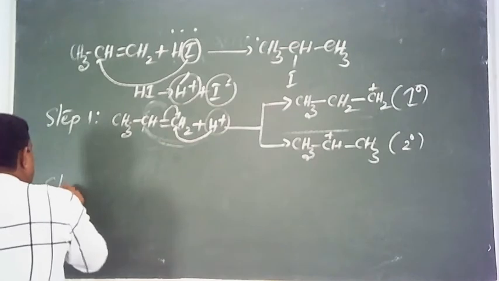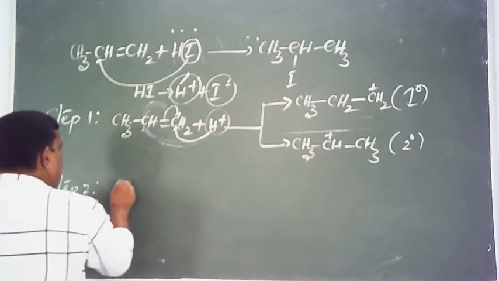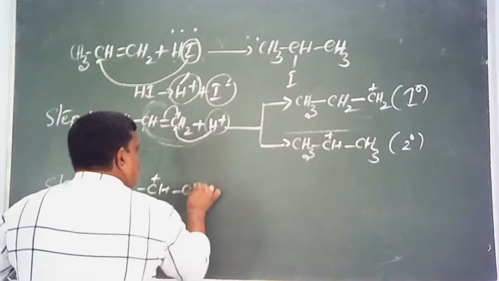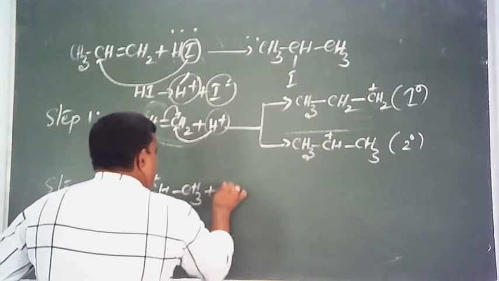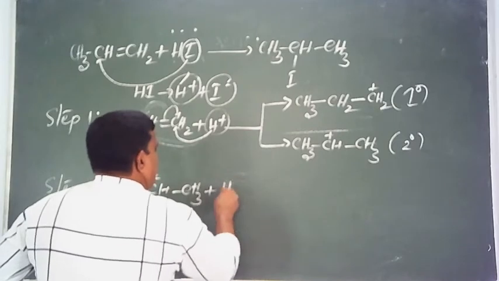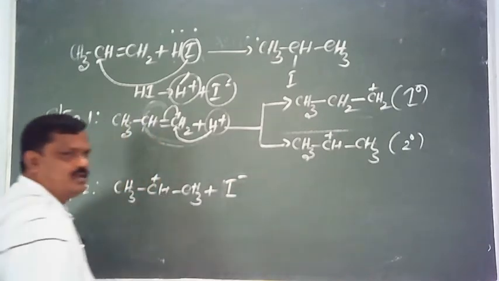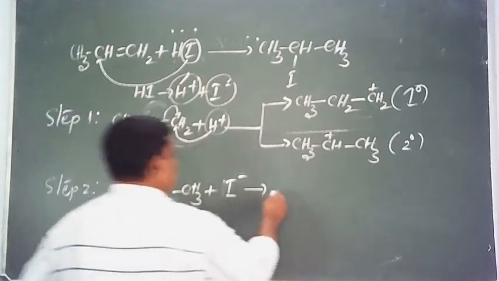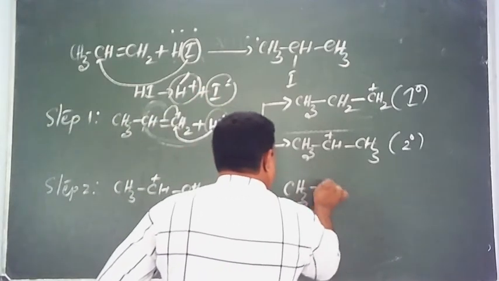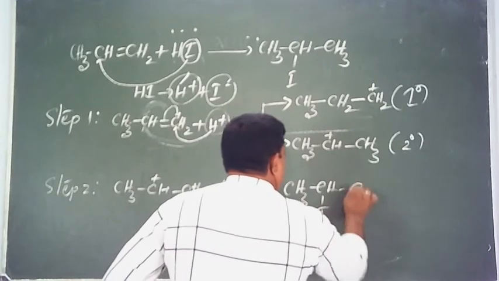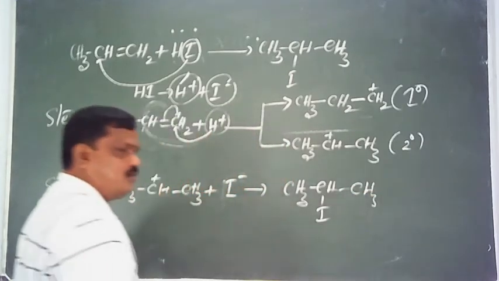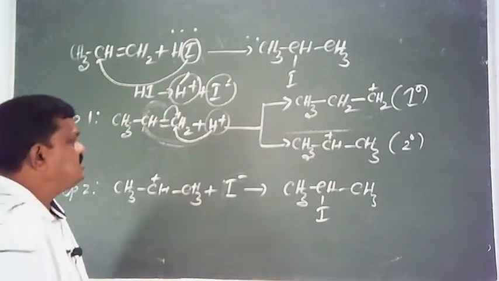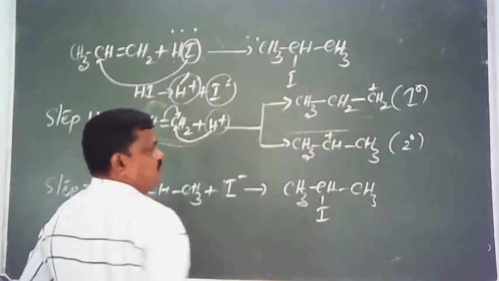Step 2. The secondary carbocation is more stable than primary, so it will be attacked by the nucleophile. It readily reacts with the nucleophile I minus to give the product CH3 CHI CH3, 2-iodopropane. You see the fact, this is in accordance with Markovnikov's rule.